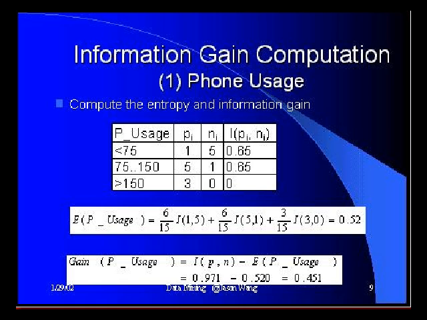For example, for the phone usage, you can divide the phone usage into 3 sets: less than 75, between 75 and 150, greater than 150. And then for this set, you can calculate how many positive training data are in that set. You have one positive training example in that set, and you have 5 training examples that indicate no in that set. So Ni is 5 for this training set. Therefore, you can plug these numbers into the I(P,N) formula by replacing P and N with this Pi and Ni, and you can get the number 0.65. So you put it there.